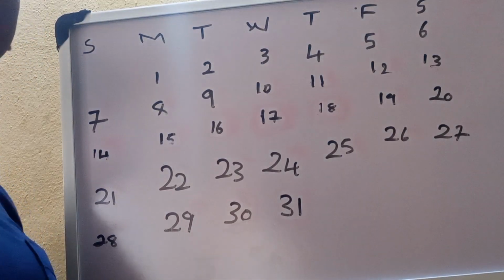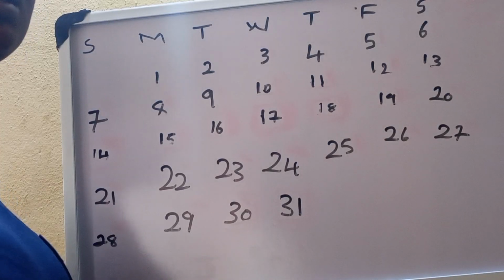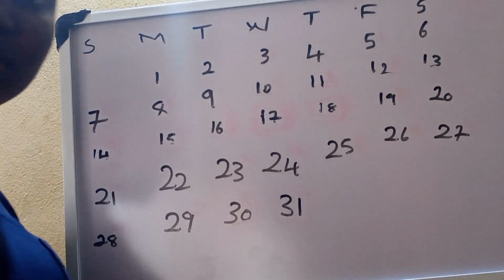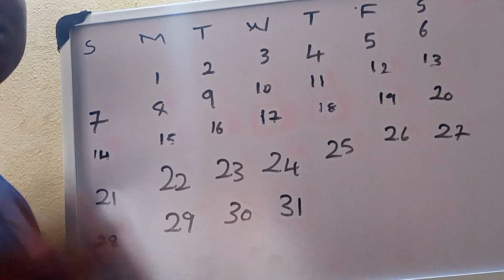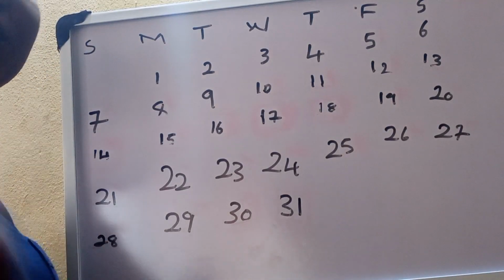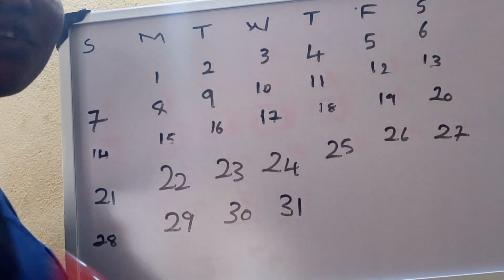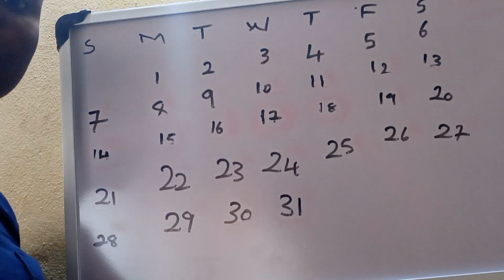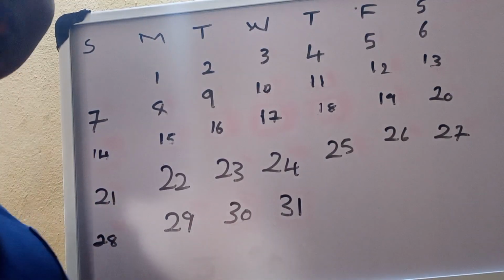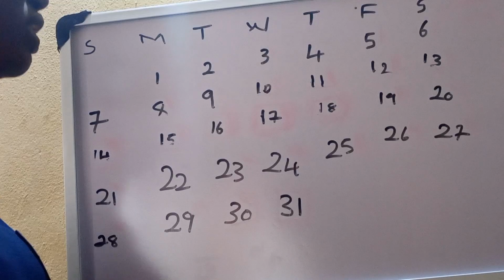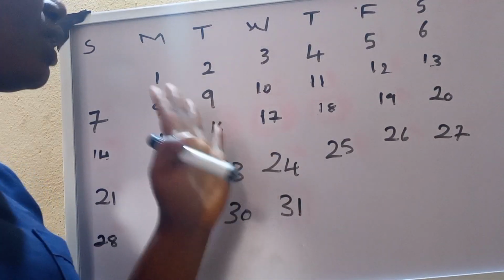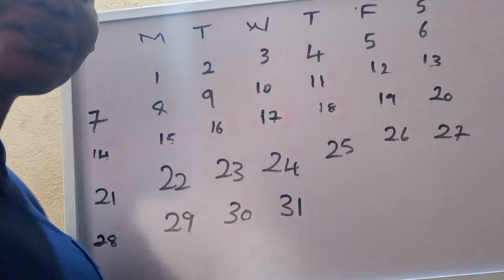For those that don't know what ovulation is, ovulation is the release of an egg from the ovaries into the fallopian tube for conception to take place. If you wish to know your ovulation day, come with me as I show you the easiest way to know your ovulation day.